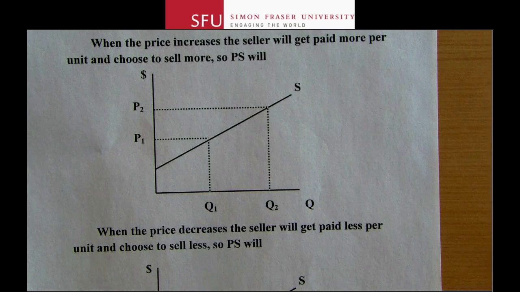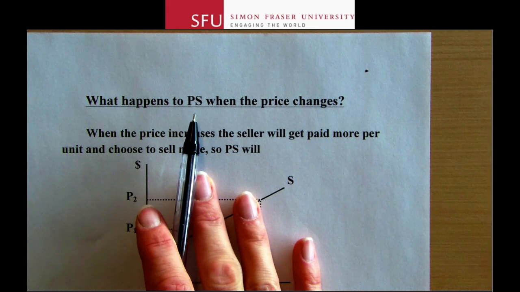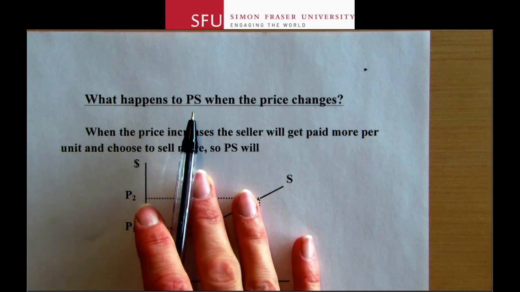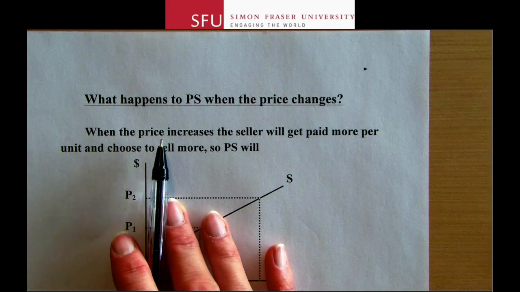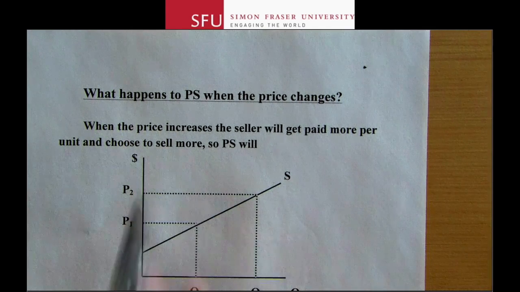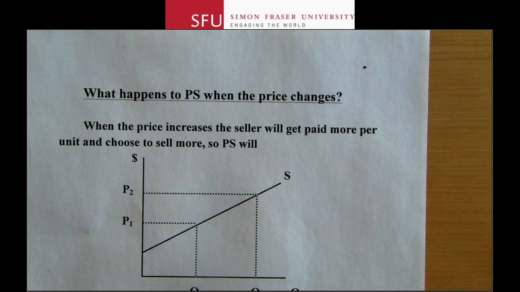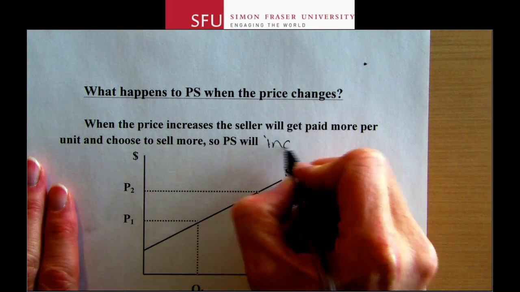All right, so what happens to producer surplus when the price changes? If the producer gets paid a higher price, so when the price increases, obviously they're better off. They'll be better off because the profit per unit will go up, but then also they will want to sell more units. Okay, so the producer surplus will increase.